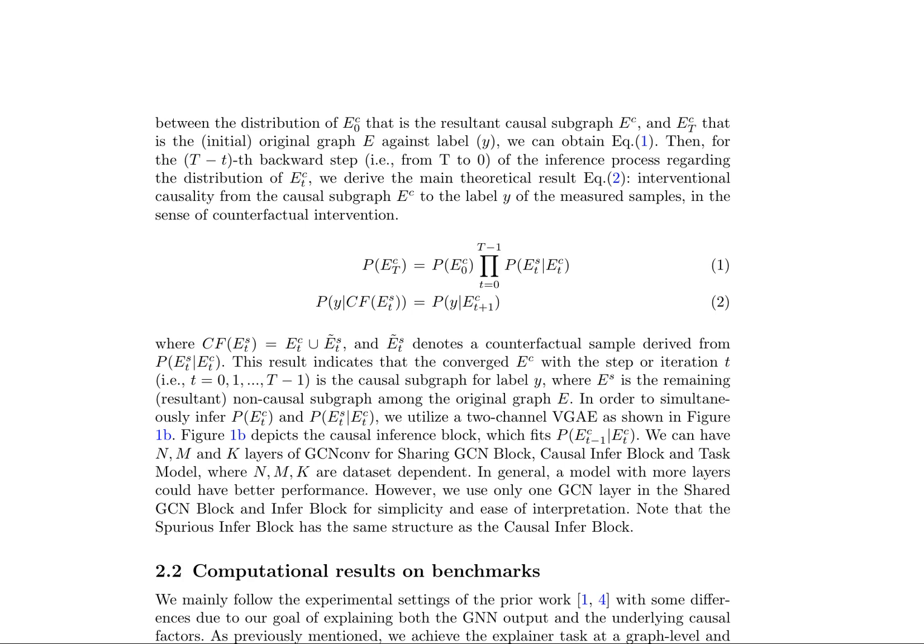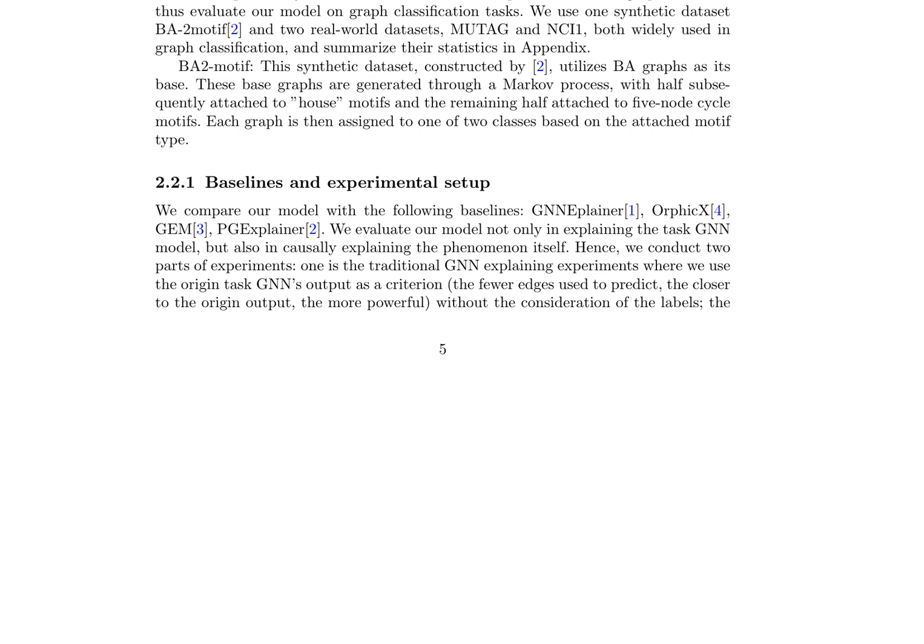Interventional causality is a key concept, defined as the relationship between the distribution of the resultant causal subgraph and the label Y, captured by the equation P(Y|CF(S)) equals P(Y|EC). This result indicates that the converged EC is the causal subgraph for label Y, where S is the remaining non-causal subgraph among the original graph E.